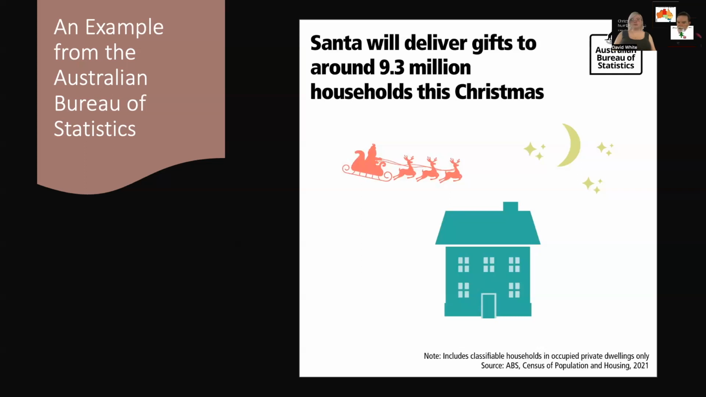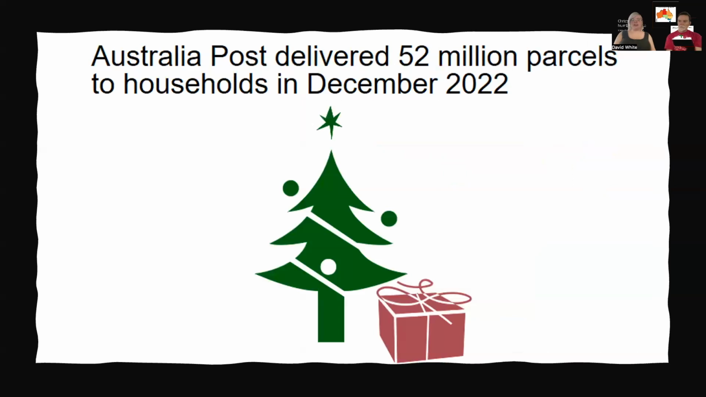Now, you can do this in Stata though. Yes. So this is where our fonts come in again. So this is the one that I made. This is my little infographic. So Australia Post delivered 52 million parcels to households in December last year. And so that's a lot of parcels. They're expecting to be even more this year. But this was completely created in Stata. Yes, this is entirely within Stata, and I can show you how to do it. It's basically leveraging the graph editor functions and fonts as well.